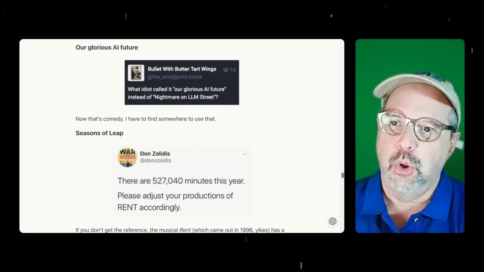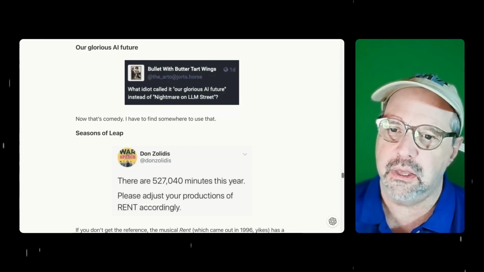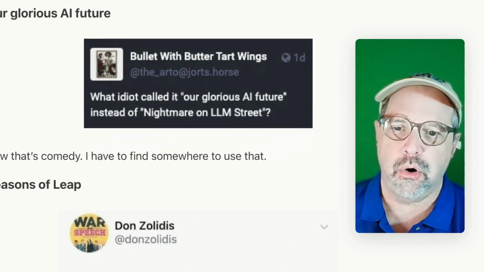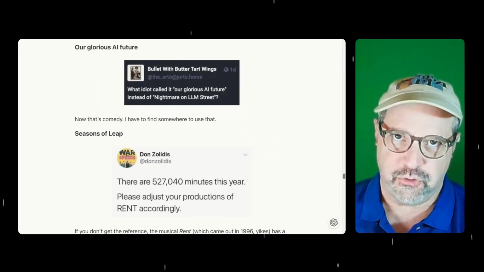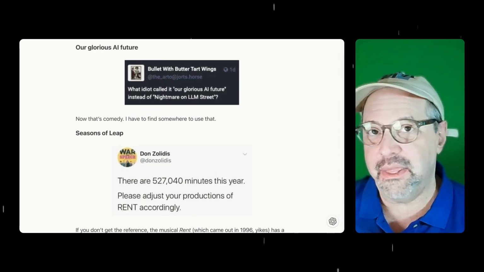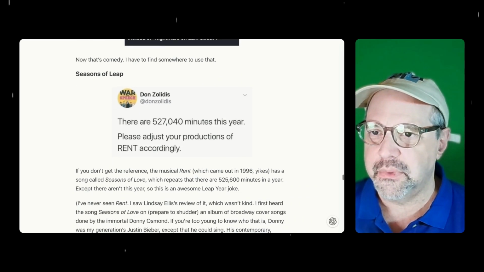This one was called Our Glorious AI Future. The post on Mastodon said, what idiot called it Our Glorious AI Future instead of Nightmare on LLM Street? Okay. Now that's comedy. That was really good. I definitely have to find somewhere to use that.